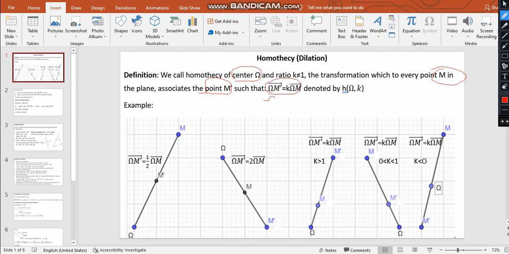So what do we realize? We realize that omega, M and M prime are always collinear, because we have vectors here, and this is called a homothecy of center omega and ratio k. Let us take these examples in this picture.